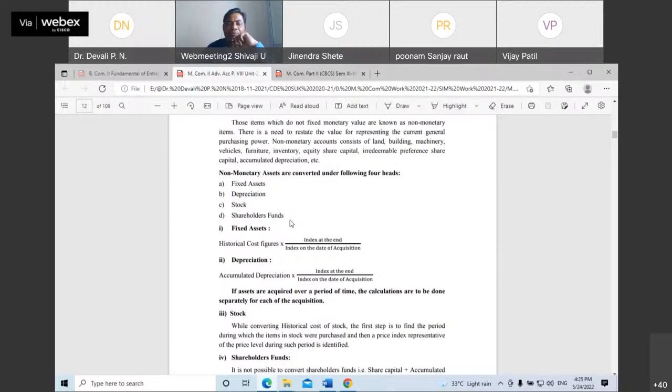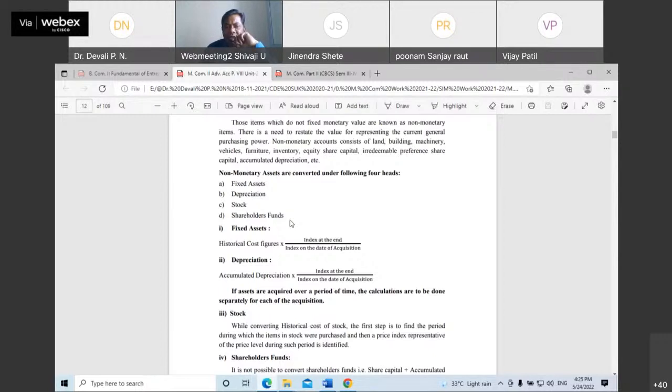So you have to multiply the cost figures with the ratio, that is index at the end upon index on the date of acquisition. The second thing is depreciation.